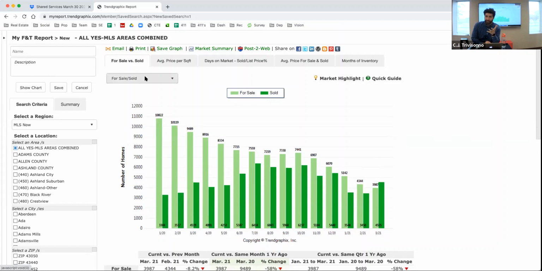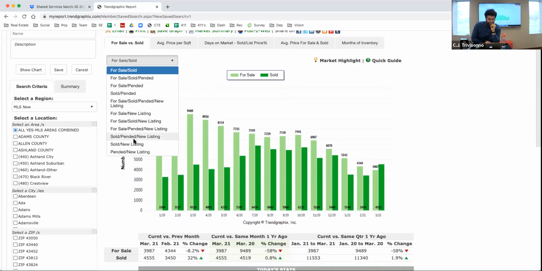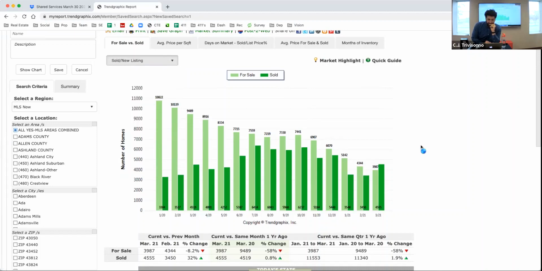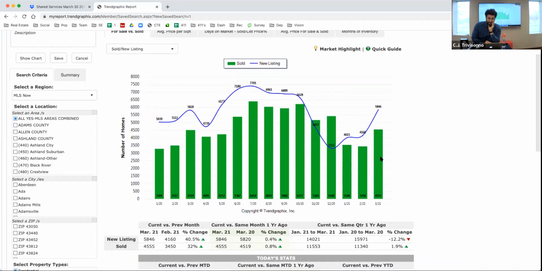If you want to actually print this off, if you have a specific graph that you want to show a client, I don't always go in with every single one of these. I might pick a few that really show what's going on or for their house. You can toggle these in any different way. There's a million ways to look at these. Sold versus new listing, so again, just a different set of data. You can see the new listings that are coming on the market versus the houses that have sold.